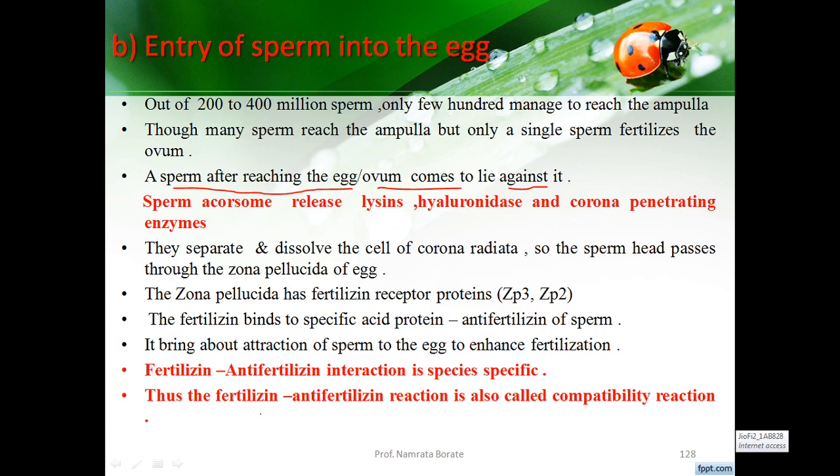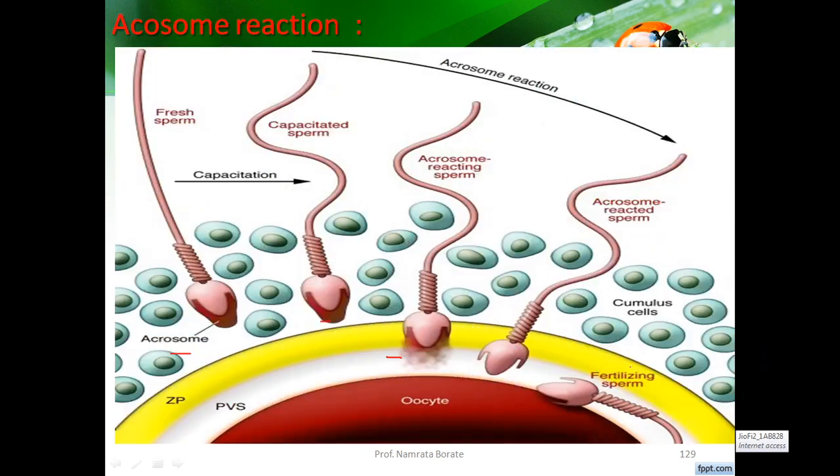Thus the fertilizin anti-fertilizin reaction is called the compatible reaction. When the sperm head comes in contact with the zona pellucida, there is a release of the sperm lysin. A number of chemicals are released: first hyaluronidase, then the corona penetrating enzyme, and zona lysin.